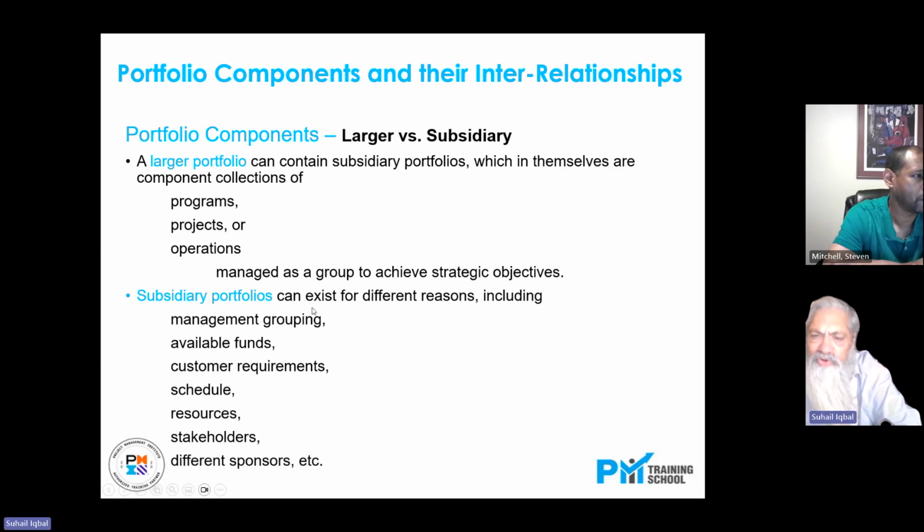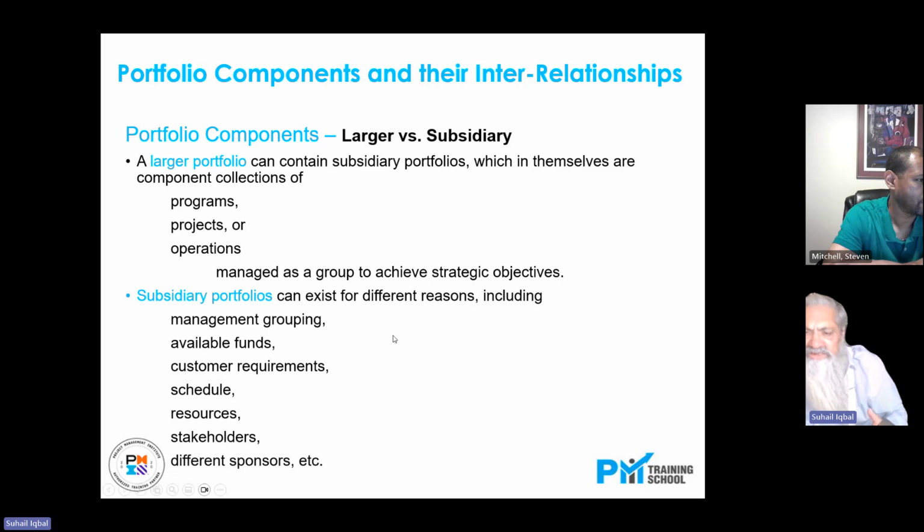The subsidiary portfolio can exist for different reasons. For example, they just could be a grouping, like IT projects in one group, and gas projects in one group, and construction projects in one group. So they're just management grouping.